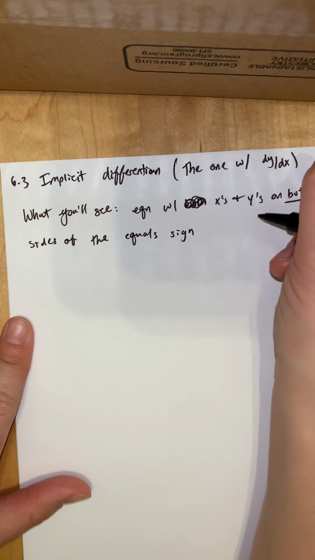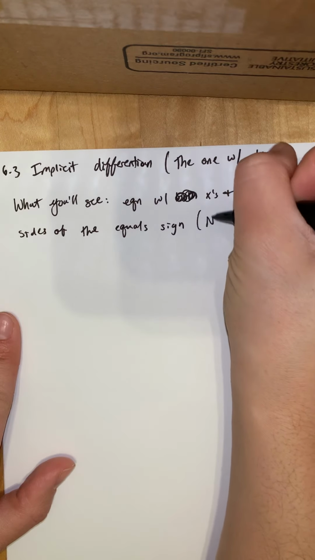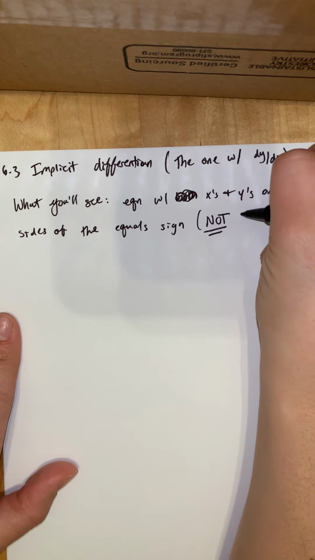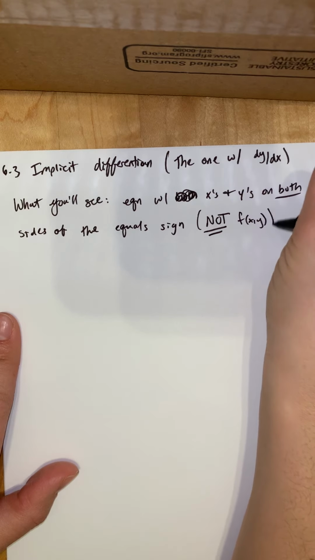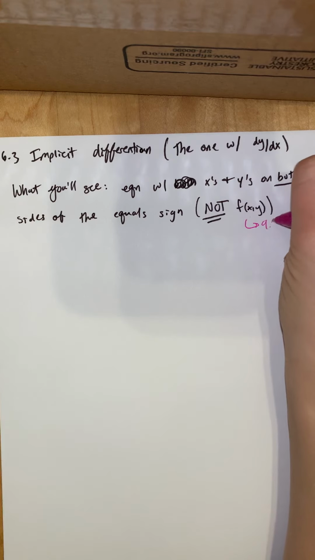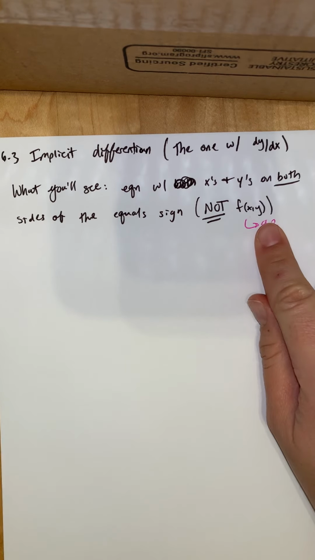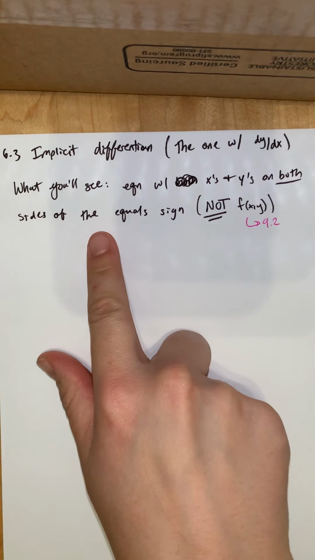Okay. Really what I mean is not f of x comma y. This guy, again, is a 9.2 problem. Again, this guy right here is a multivariable function. We just want something with x's and y's on both sides of the equal sign. You could have a number on one side. That's also fine. I'll take care of that case in an example. Let's talk about how we find these things.